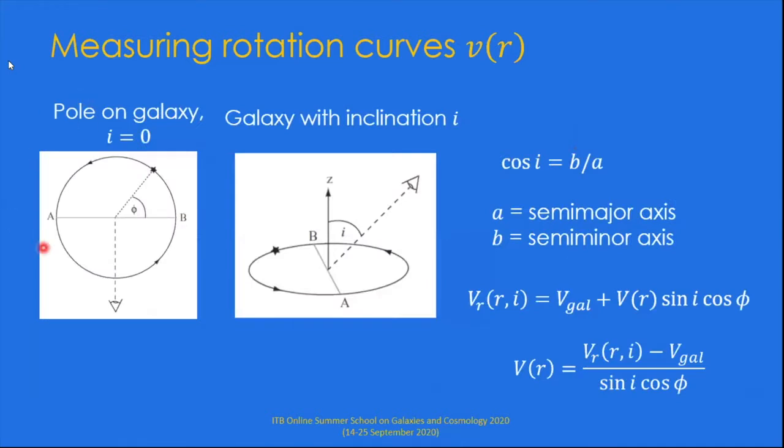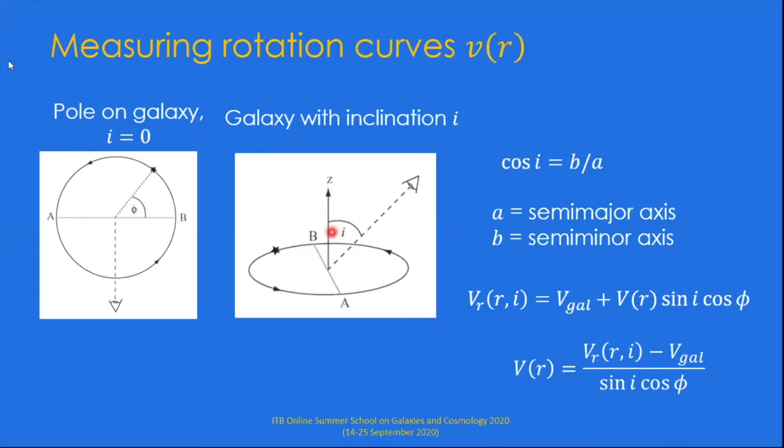Here on the left is a rotating disk viewed from above, or with inclination zero. The azimuth angle phi is measured in the display that gives a star's position in its orbit here. But more often, we see galaxies in inclination, where the inclination angle i measures the angle between our line of sight and the normal direction of the galaxy plane. In principle, inclination can be determined as a ratio between the minor axis to the major axis of the galaxy.